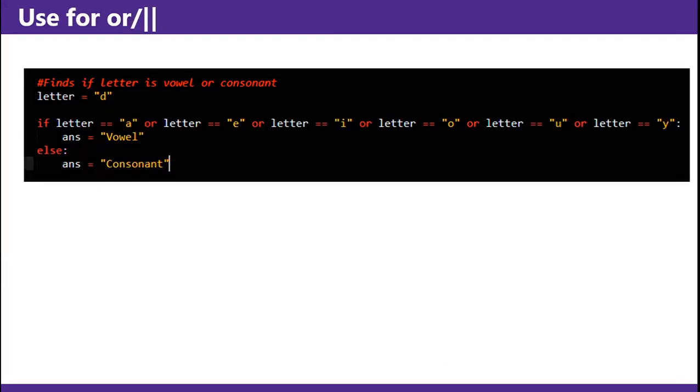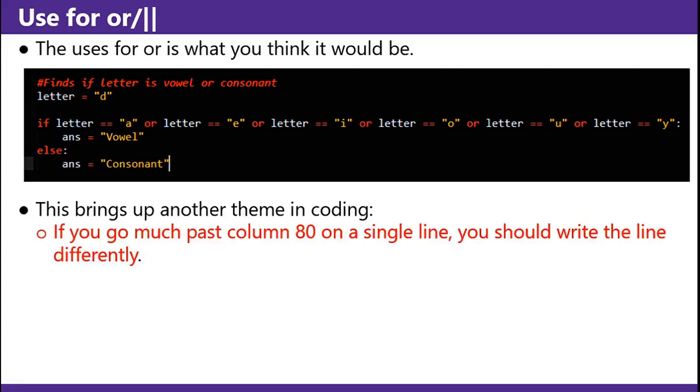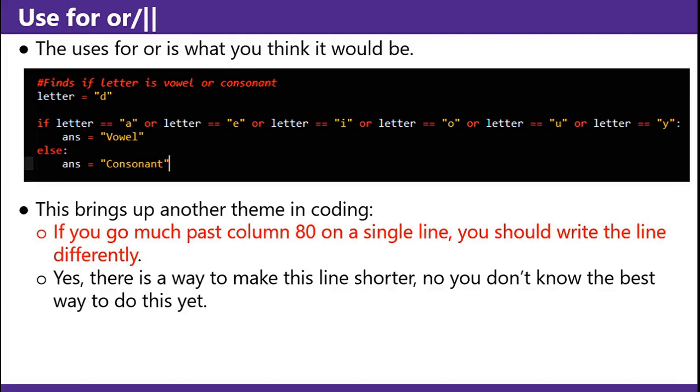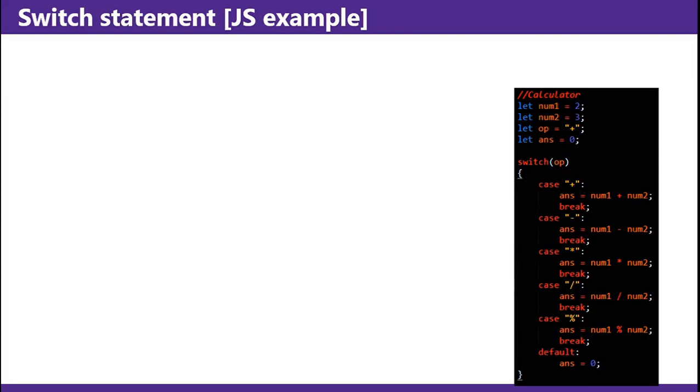Use of the or, or double bar. This finds if a letter is a vowel or consonant. If it's an A or an E or an I or an O or a U or a Y, it's a vowel, else it's a consonant. This brings up another theme in coding. If you go much past column 80 on a single line, you should write the line differently. Yes, there is a way to make this code shorter. No, you don't know the best way to do this yet.